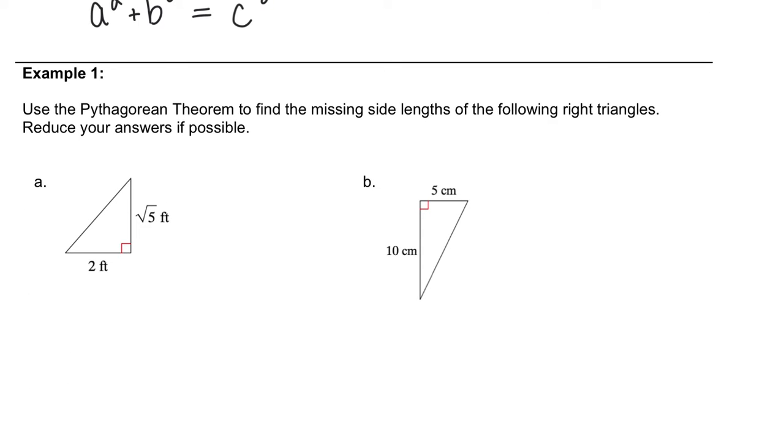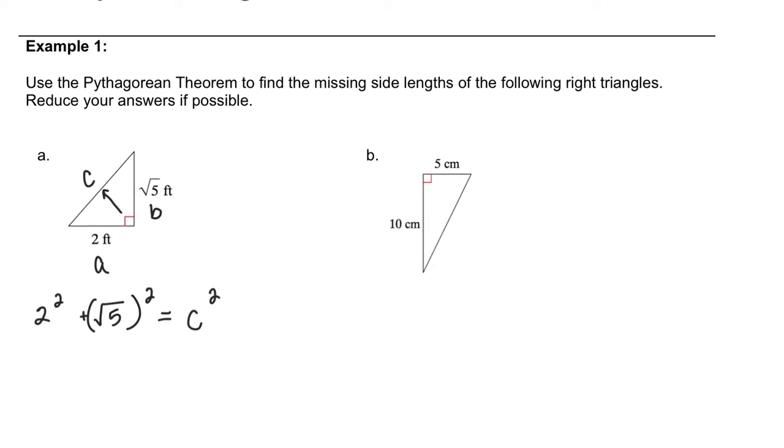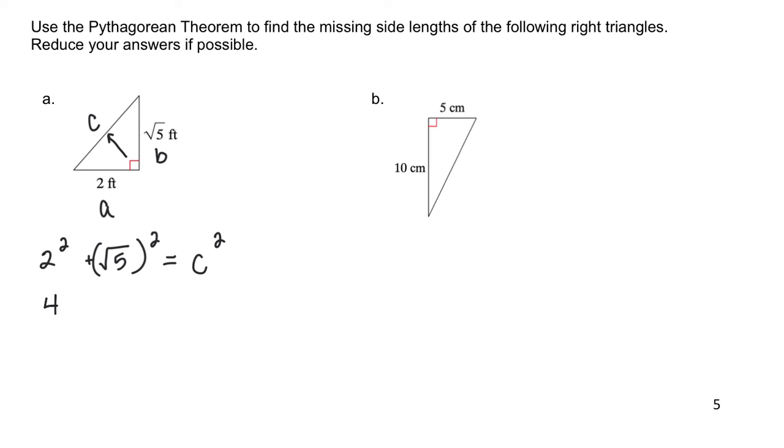So for example 1, we're going to use the Pythagorean theorem to find the missing side lengths of the following right triangles. So here's my A, B, and C. That hypotenuse is always across from the right angle. So we have our A value, 2, squared plus the square root of 5. We want to square that whole thing, so we're going to use parentheses, equals C squared. So 2 squared gives me 4. The square root of 5 squared, those are inverse operations, so they cancel each other out, and we just have 5 equals C squared. 4 plus 5 is 9.